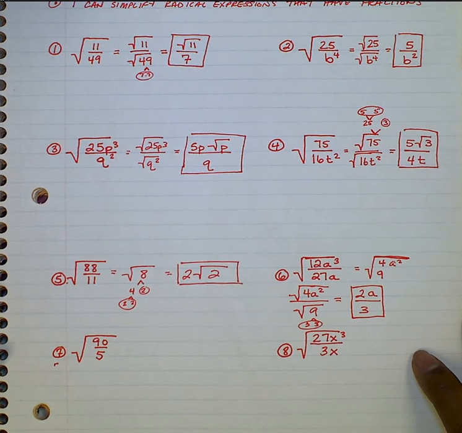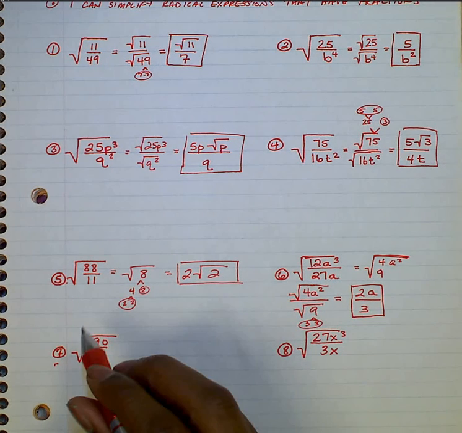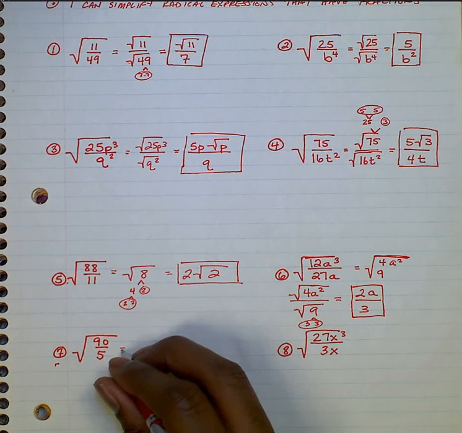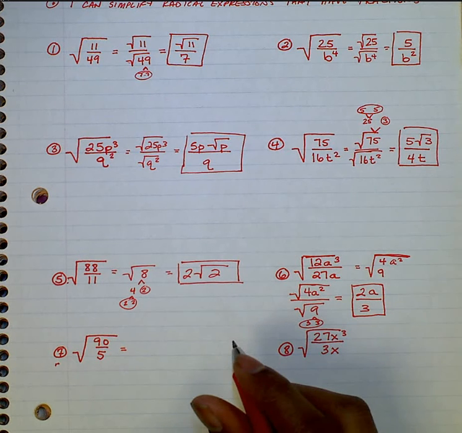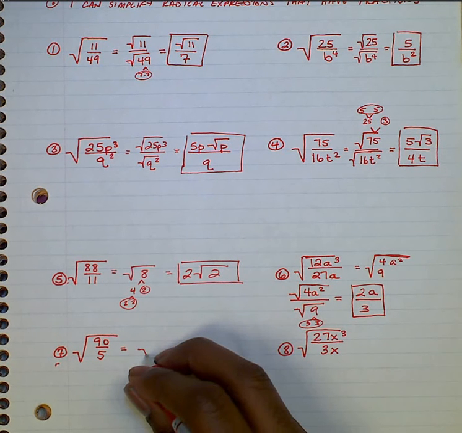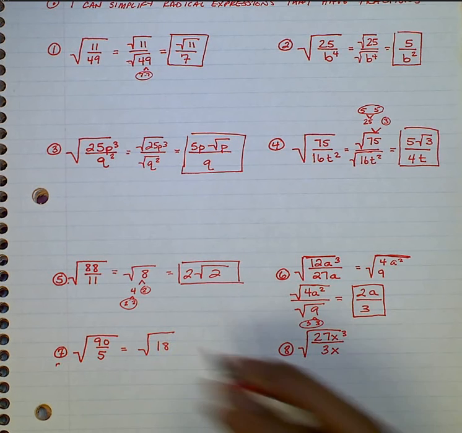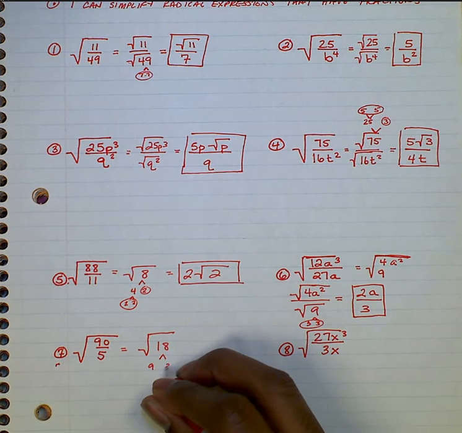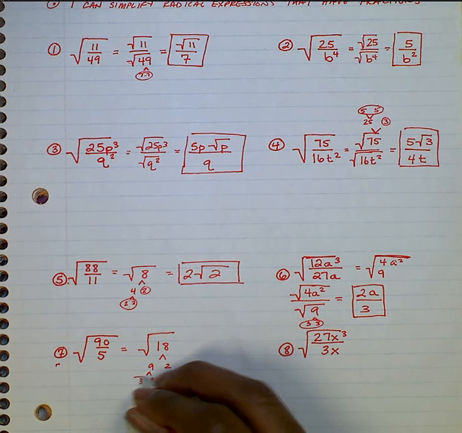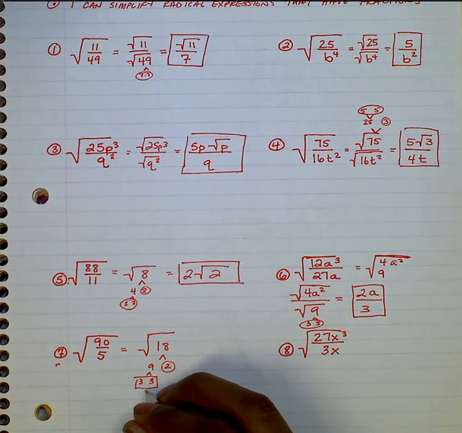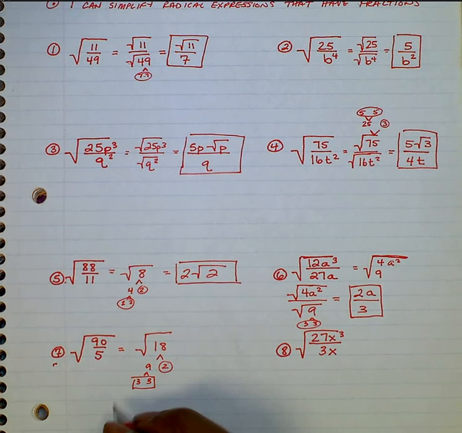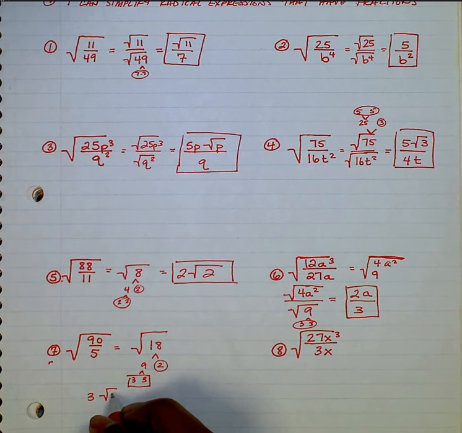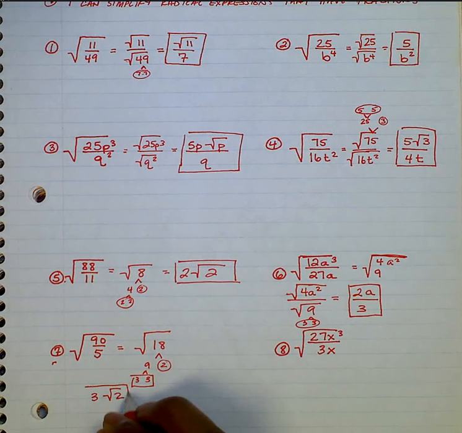Okay. Number 7. I have radical 90 over 5. I can simplify that fraction. It gives me radical 18. And now I'm just simplifying radical 18 like we did before. 9 and 2. 3 and 3. I have a pair of 3's that goes to the outside. I have a 2 without a pair. It stays inside. My answer.